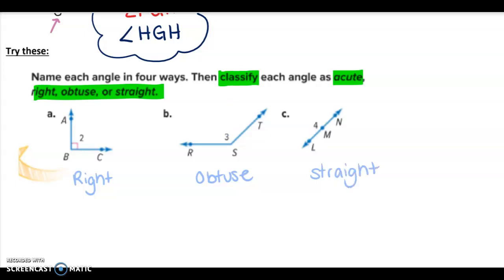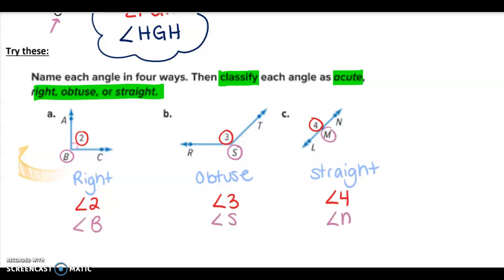All right, naming. So using the numbers 2, 3, and 4, you would call this angle 2, angle 3, angle 4. Now I'm going to use the letters at the vertex. So using the letters, that's going to be B, S, and M. So angle B, angle S, angle M.